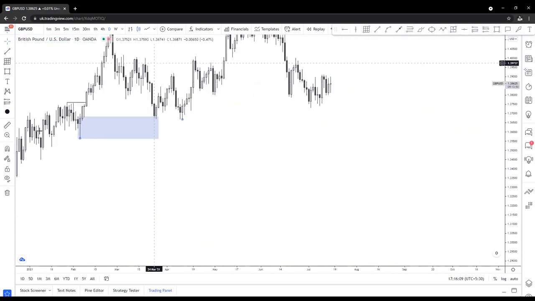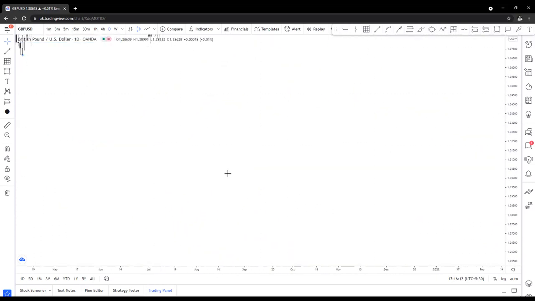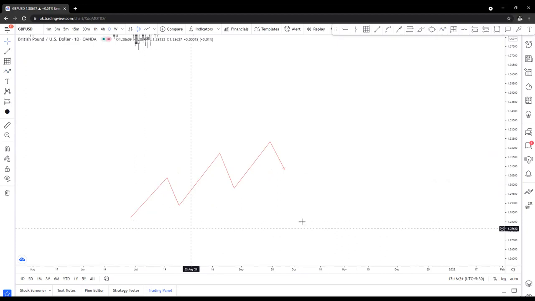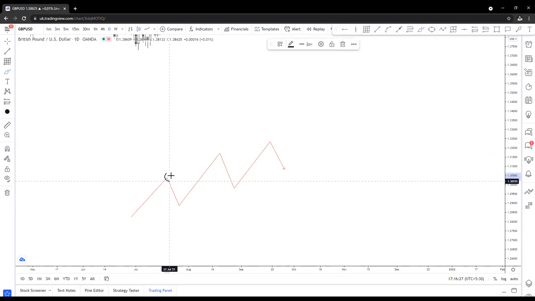Now, if price is in an uptrend like this, have you heard of these people called the breakout traders? Okay, the breakout traders. What they would do is they will place their buy stops above all of the swing highs, above this high, above this high, and above this high. I hope it's clear.